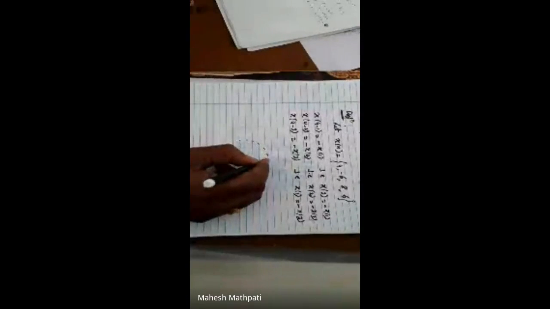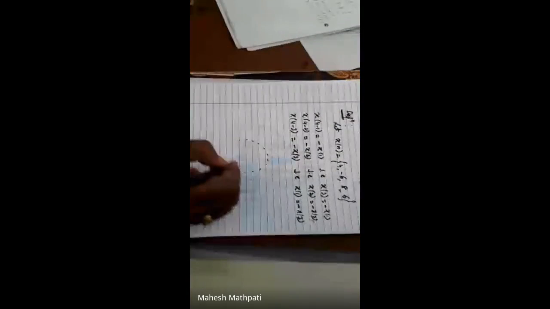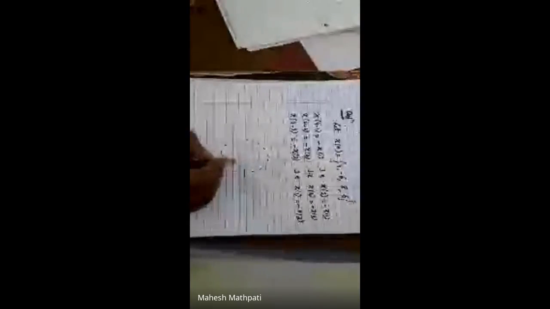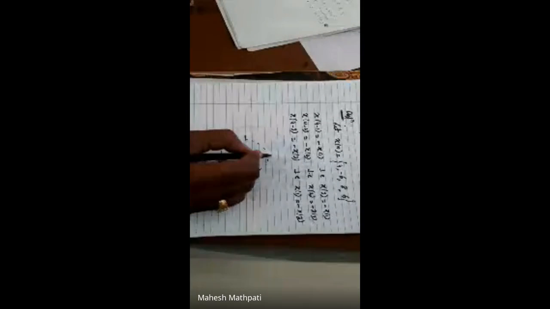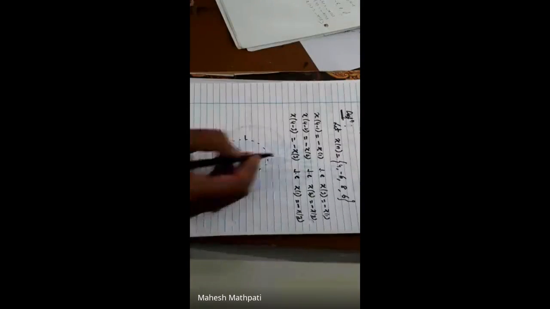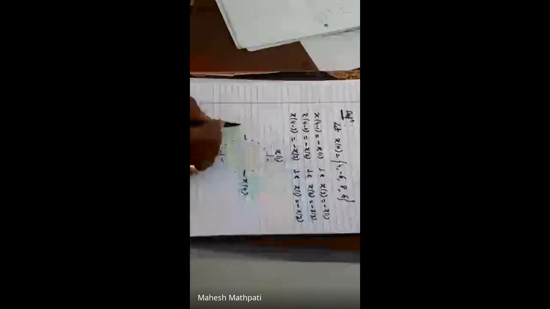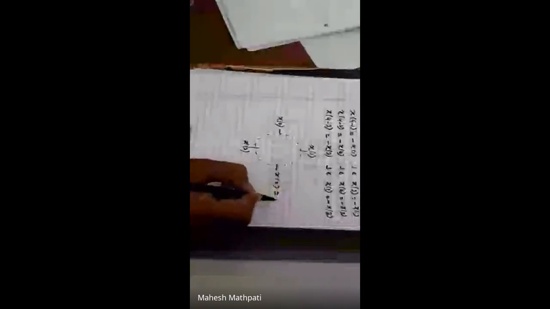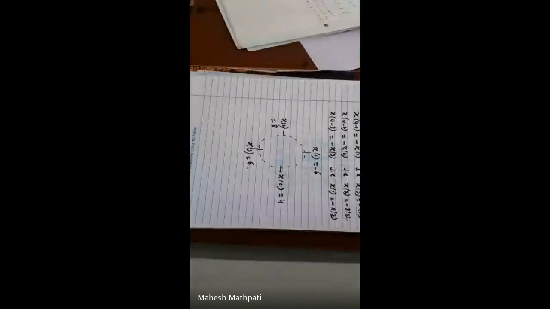So diagrammatically also we can understand it this way. If it is x of 0, x of 1, x of 2 and x of 3, what is the value of x of 0? x of 0 is 4, x of 1 is minus 6, x of 2 is 8 and x of 3 is 6. So this is what we are calling a circularly odd sequence.